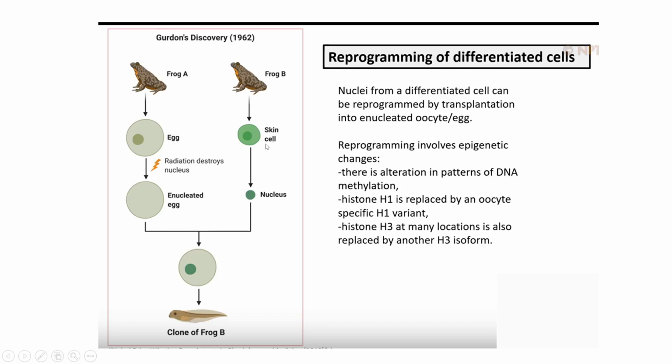If you divide this cell, it will not form other organs. It will only form the skin cell in this nucleus. But when this nucleus is transplanted into the enucleated egg, instead of forming only the skin cell, it gives rise to a complete organism. So there was a reprogramming of this nucleus such that now this nucleus will code for all the factors which can give rise to the complete organism instead of only skin cell.